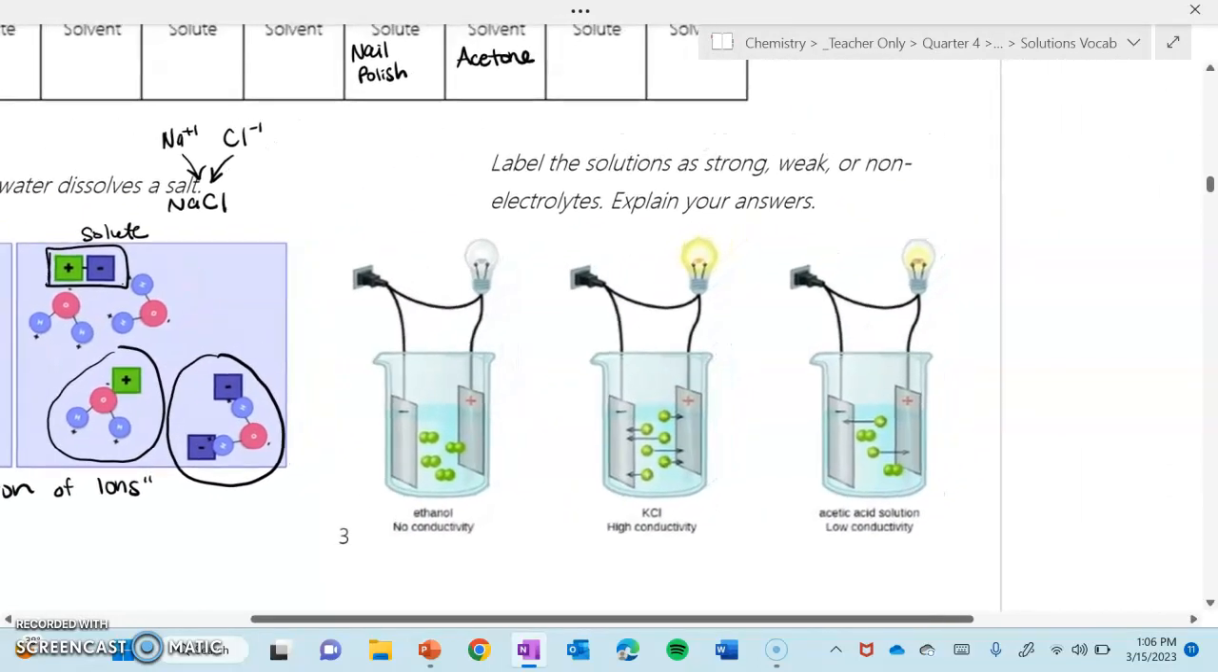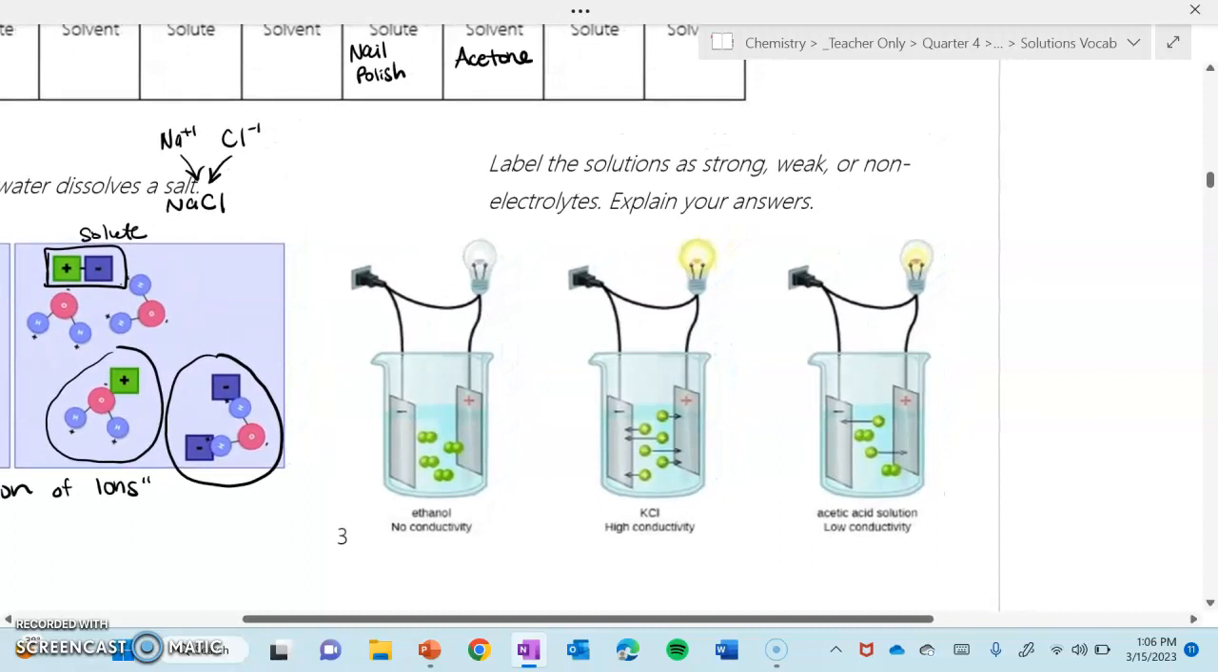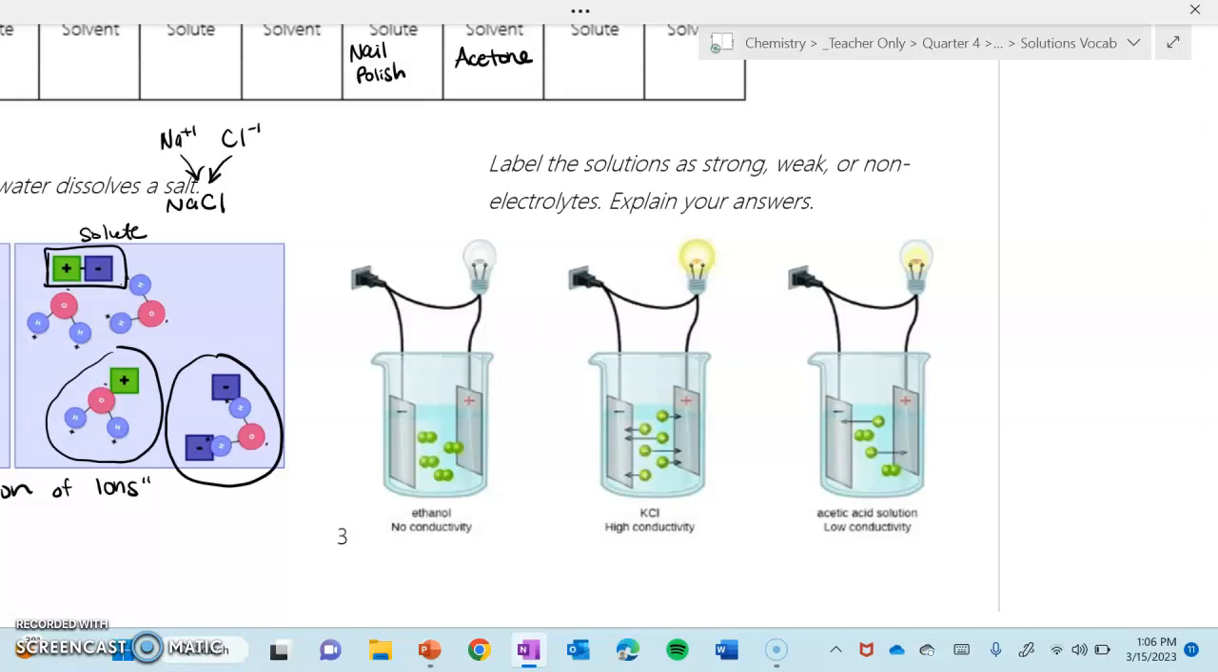It says label the solutions as strong, weak, or non-electrolytes and explain your answers. So the biggest thing we want to look for when we're detecting electrolytes, actually there are two things. We want to look at the light bulb. If it is lit, then it's an electrolyte. So we've got two that are lit here. We've got one that's kind of dim and one that's bright. The dim one we would consider weak, and the bright one we would consider strong.